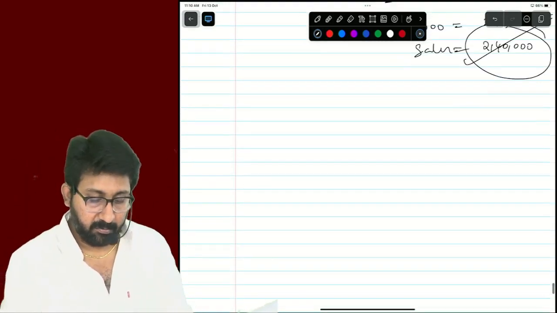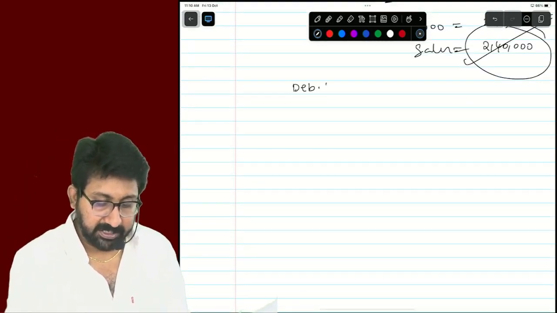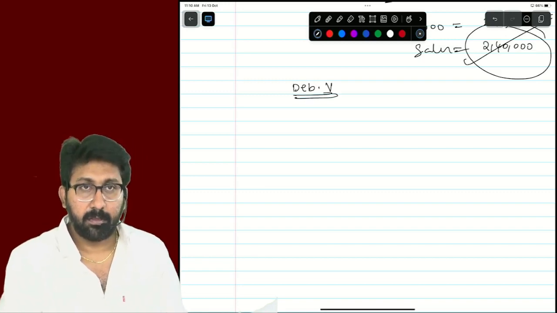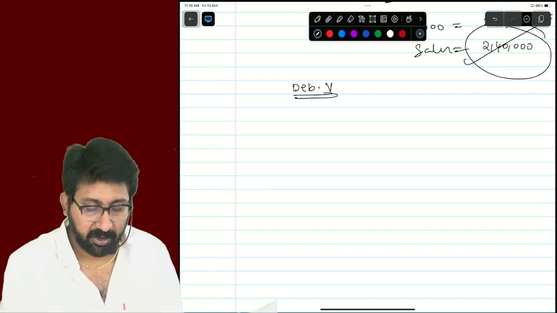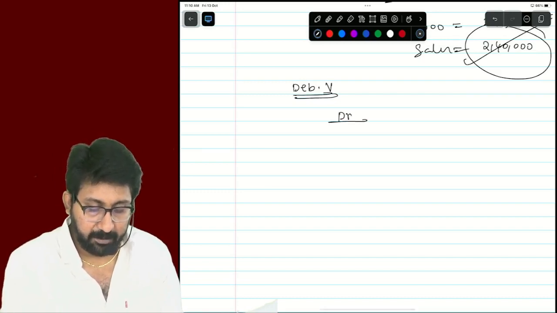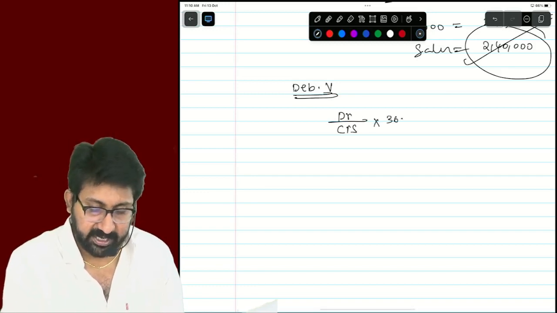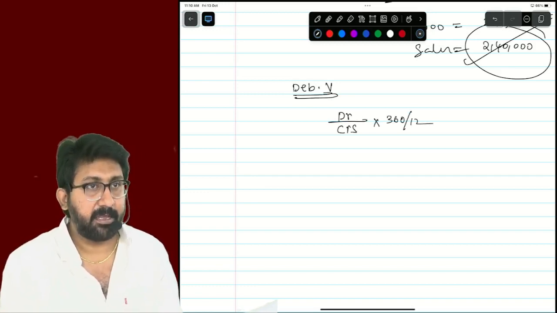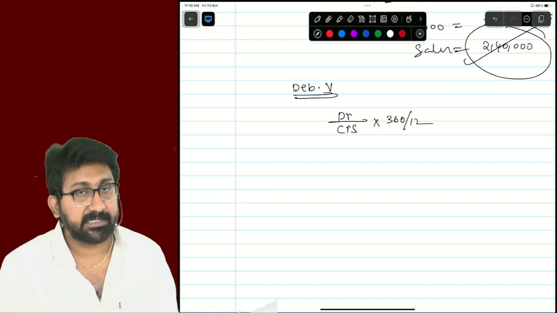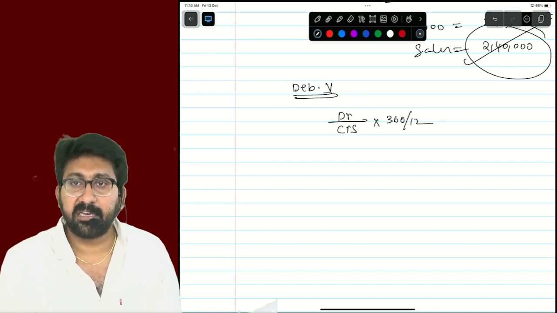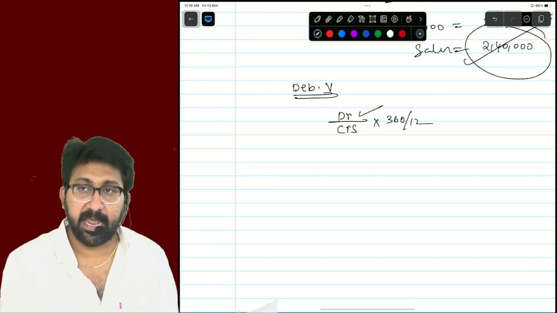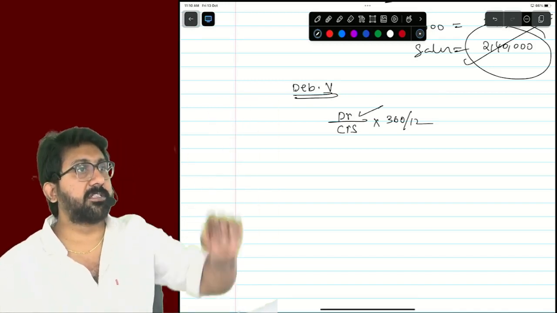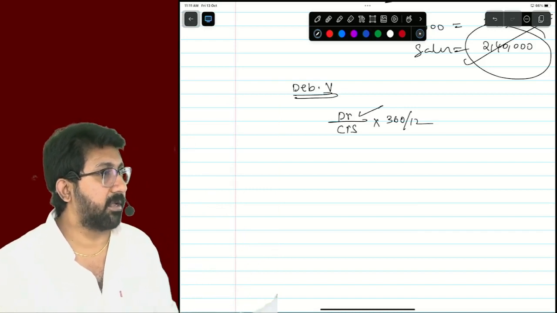Tell me, what is the formula for debtors velocity? I will not leave unless you give a proper answer here for my satisfaction. Tell me, what is the formula? Debtors divided by credit sales into 360 or 12, as the case may be. If the answer is given in days, 360. If given in months, 12. So tell me, what is the debtors balance? How do you know the debtors balance is 40,000? From where did you get that amount?